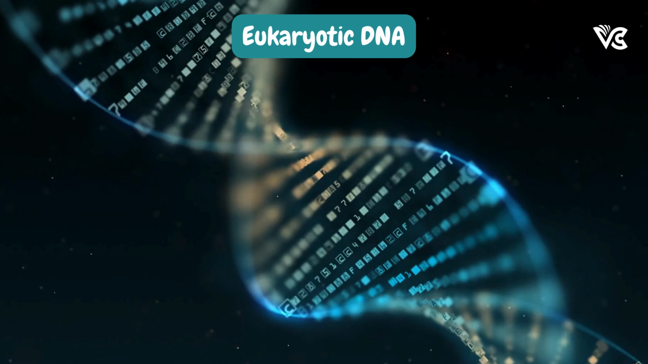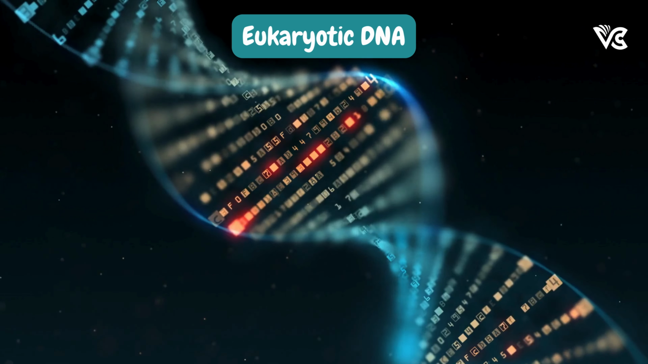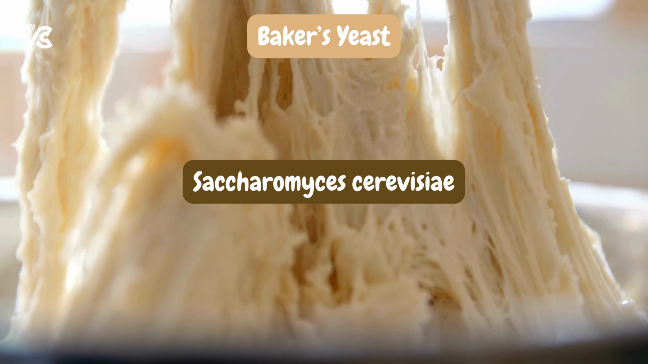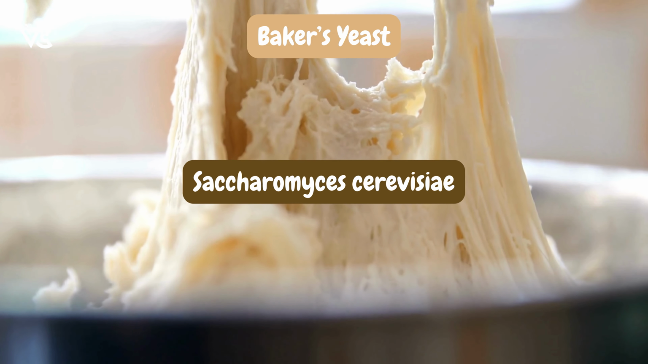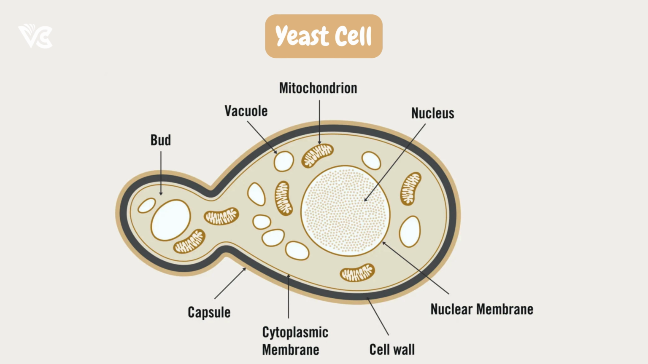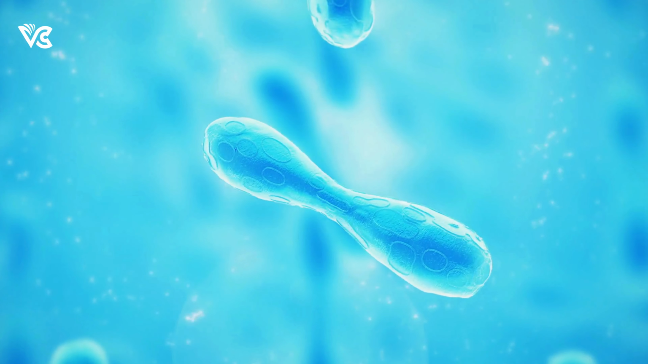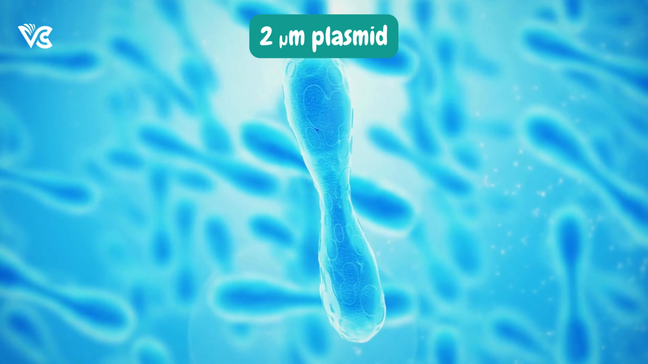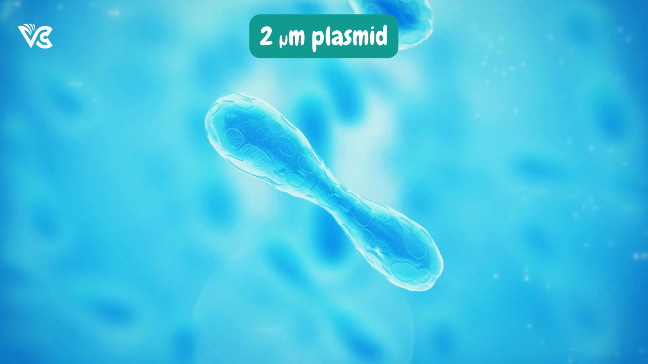One of the primary eukaryotic hosts used in this context is the baker's yeast, Saccharomyces cerevisiae, which is advantageous for several reasons. Yeast cells can multiply both asexually and sexually, have a well-mapped genetic structure, and are considered safe for use, GRAS status, due to their long history in food production. Notably, yeast contains a 2 micron plasmid, forming the basis for various vectors designed for cloning large DNA fragments.